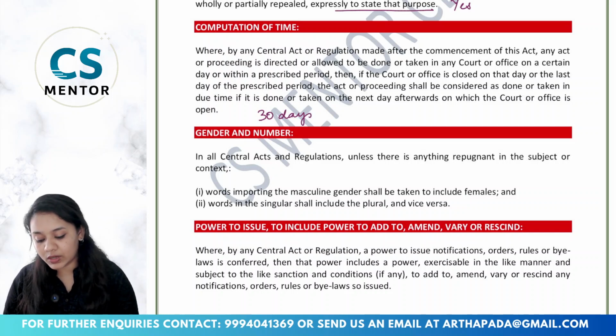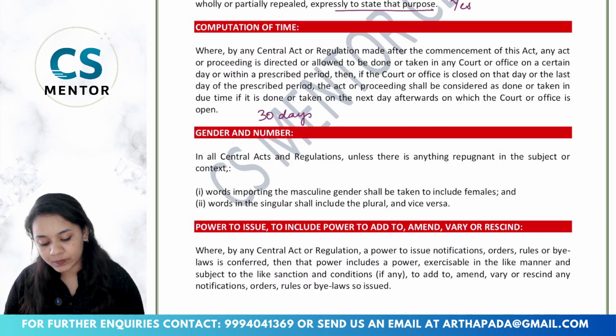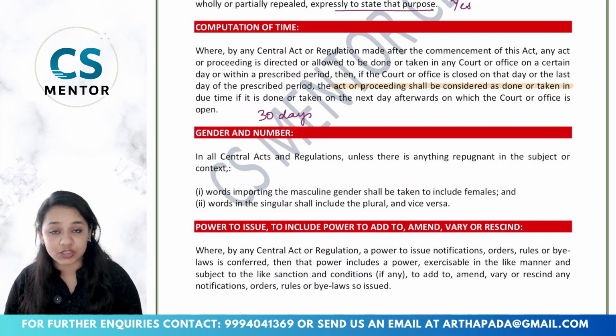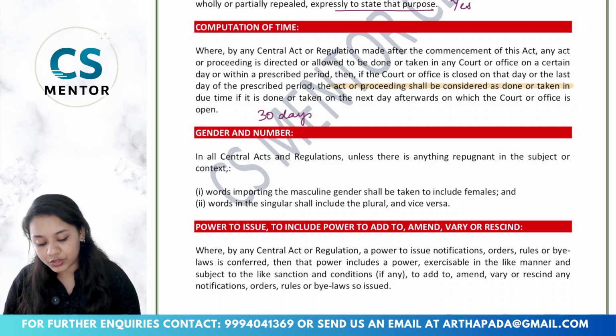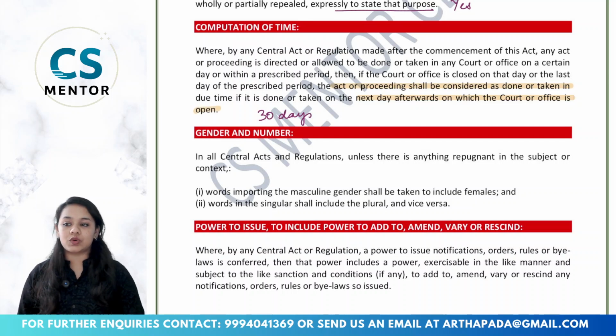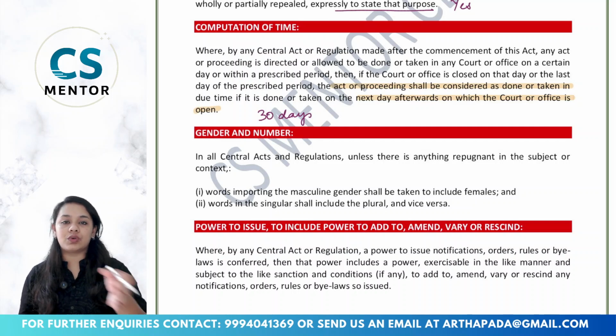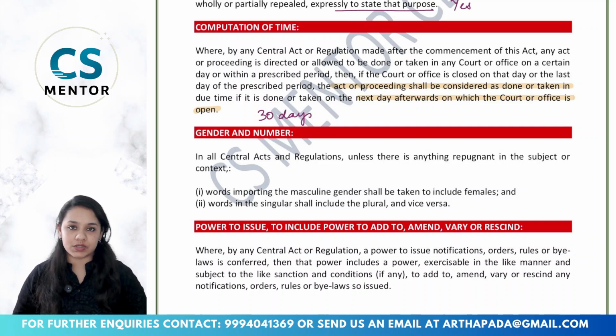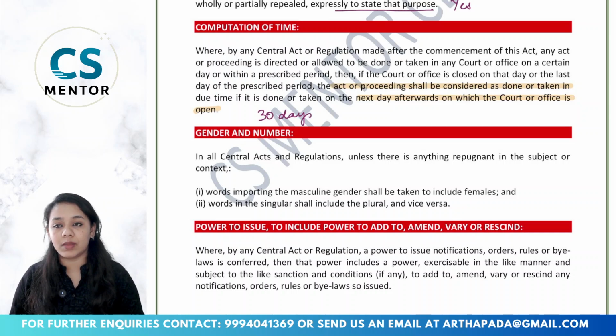Then we can presume that the act of proceeding shall be taken as done in due time if it was done on the very next day after which the court or office is open. So, in a sense, even though you didn't come on the 30th day, you can still go on the very next day and do your submissions. And this is what they mean by computation of time.